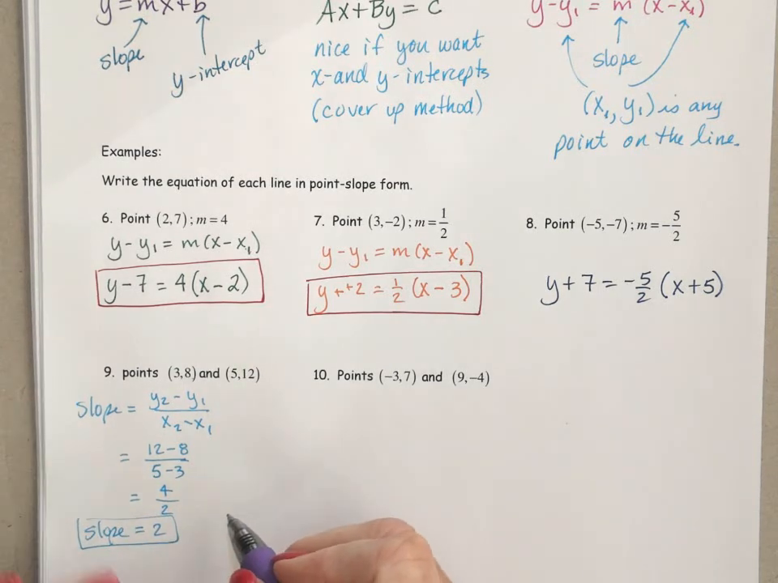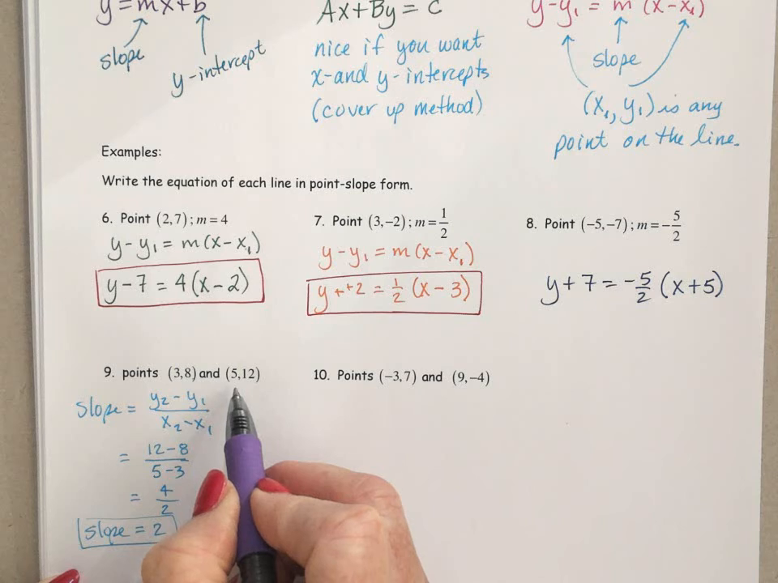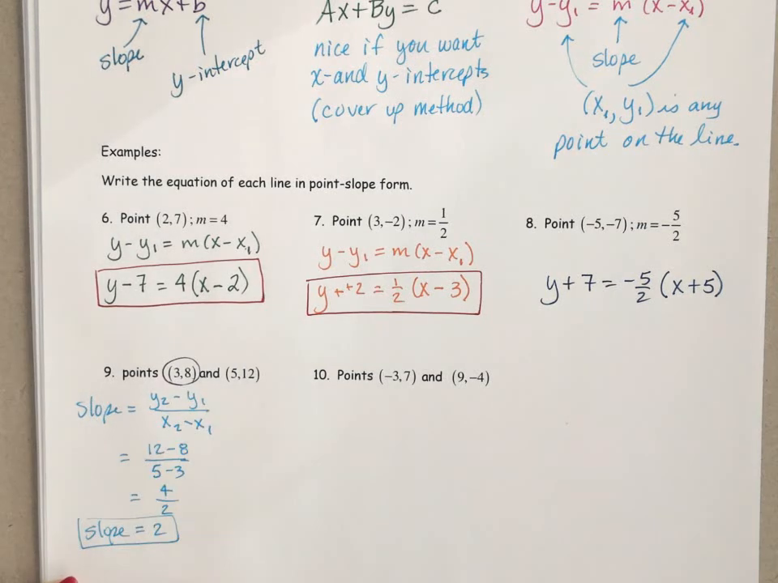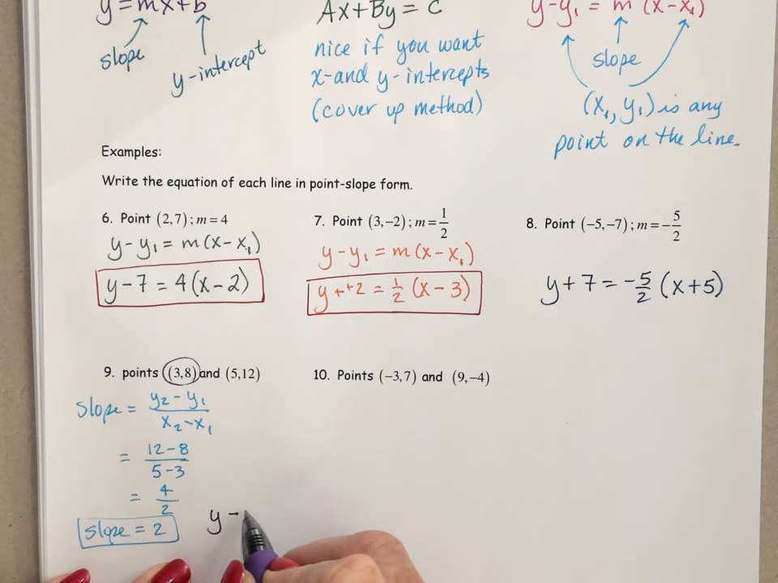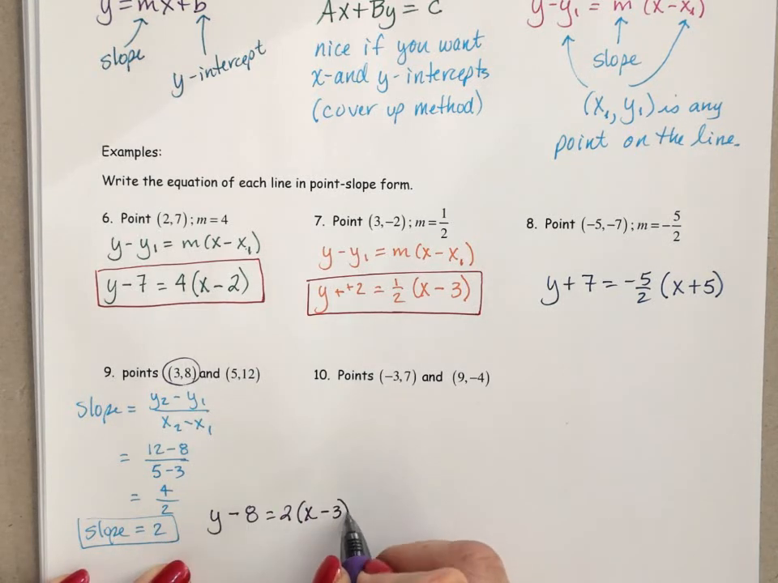Now substitute into point slope form of a line. And you have 2 points. You can pick any one you want. I'm going to use this one. So I'm going to do y minus the y coordinate, 8, equals slope 2 times x minus the x-coordinate of that point, 3.